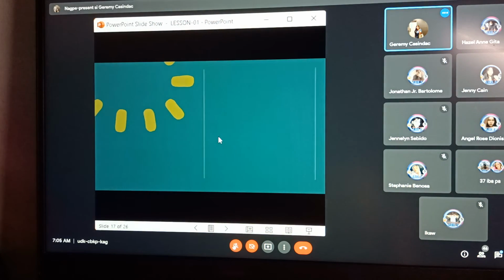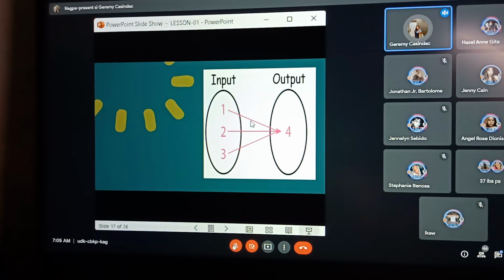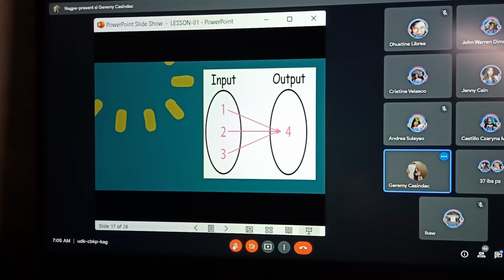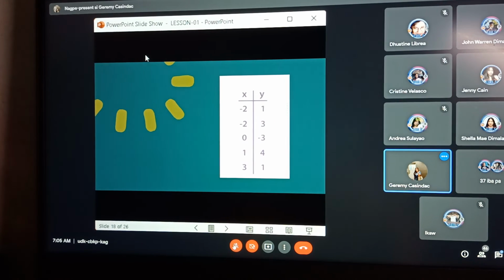Okay, next. This one. Function or not a function? Okay, Christine Velasco. Function po. Bakit? May ulit na input natin? Hindi naman, wala po umulit sa input or domain. Okay, that's correct. This is a function. Okay? Question? Wala po. What do you think? This is a function or not a function?